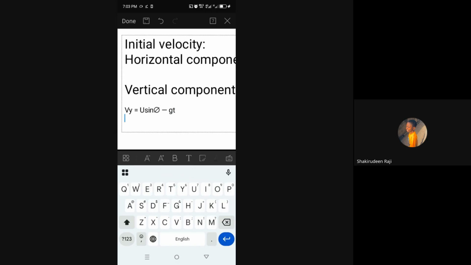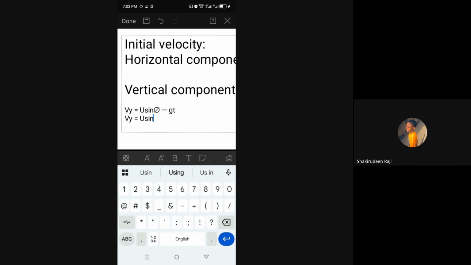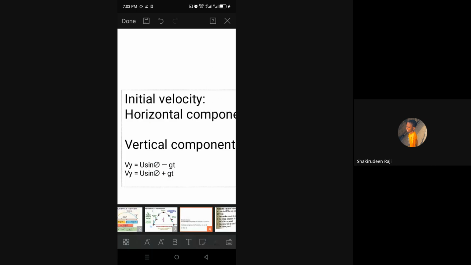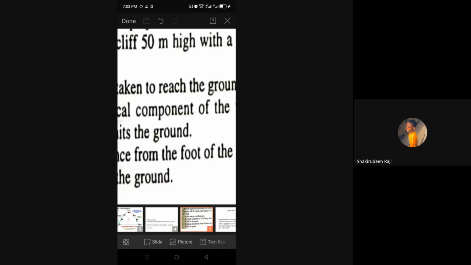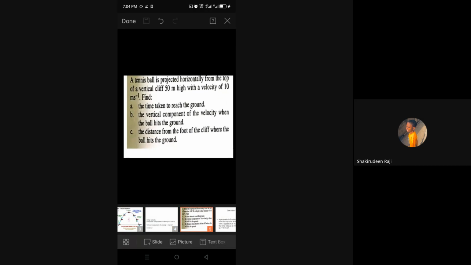If it is moving downward, which is under the influence of gravity, your vertical component, at any time interval apart from the initial, the starting point of the journey, you are going to have u sine theta plus gt, because it's not going against gravity. Okay, so I said I wanted to test your knowledge on normal motion.